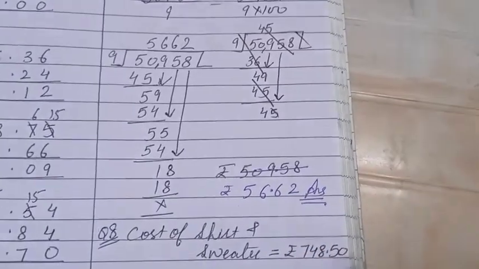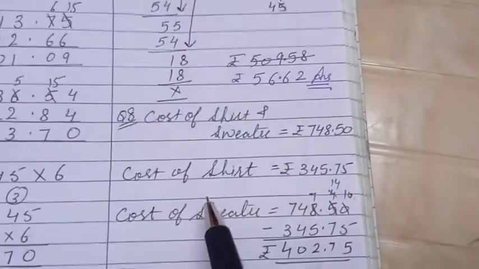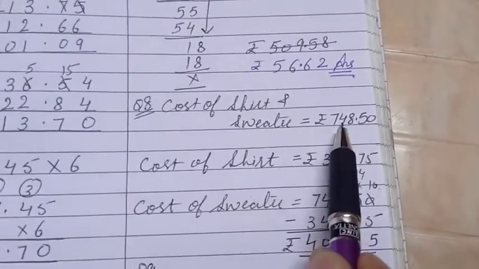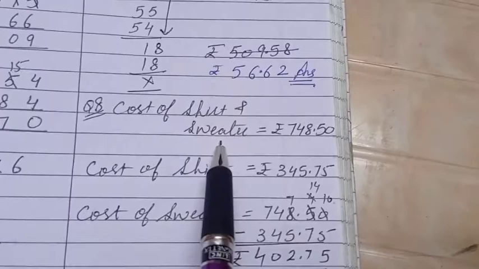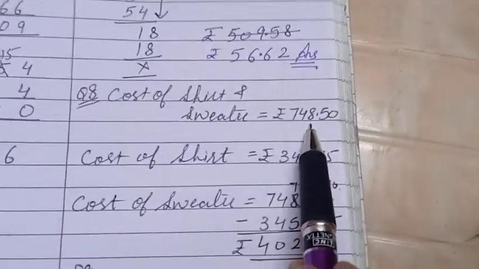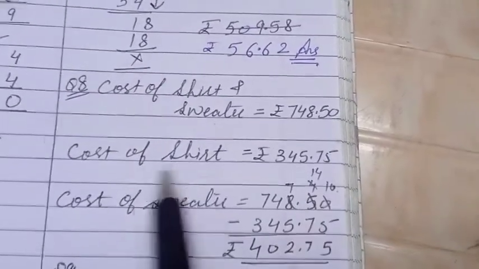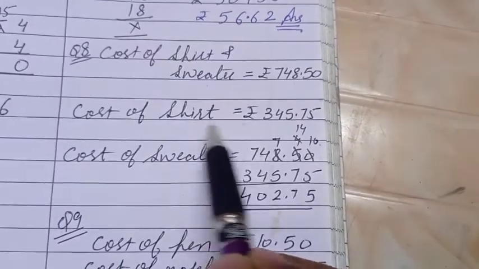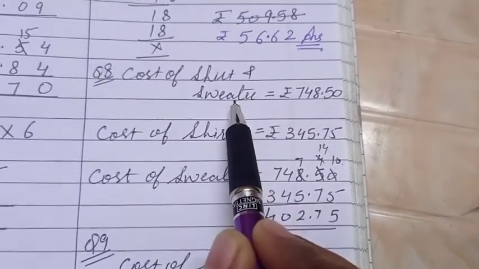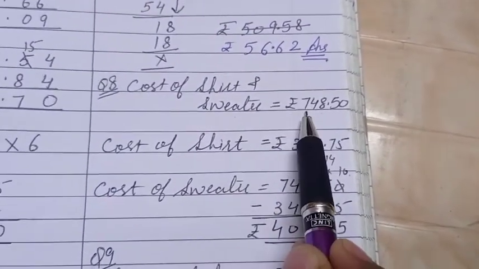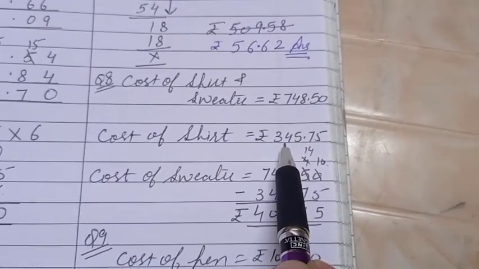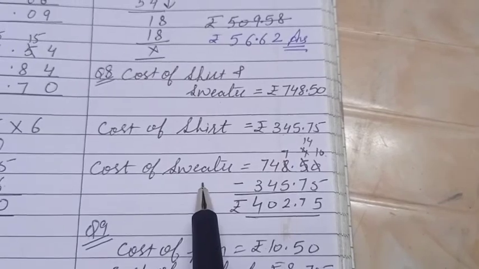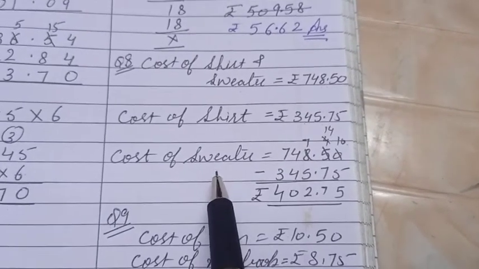Okay children. 8th question. A man bought a shirt and a sweater for rupees 748.50. Clear? He bought a shirt and sweater. Both cost rupees 748.50. Out of this, cost of the shirt is given. You have to find cost of the sweater. So very simple. Out of the cost of both articles, you subtract the cost of shirt, you will get the cost of sweater. Clear?